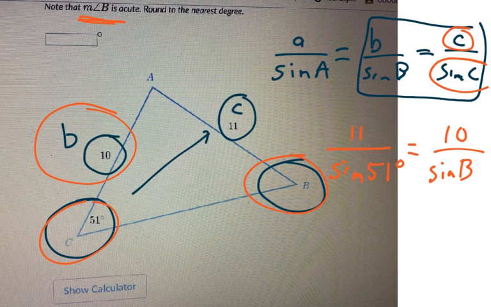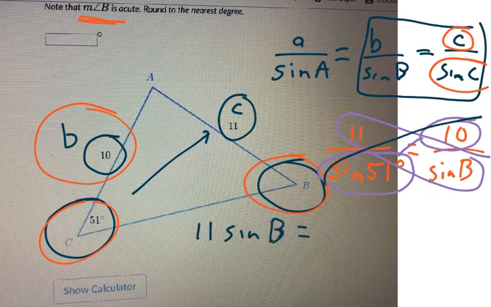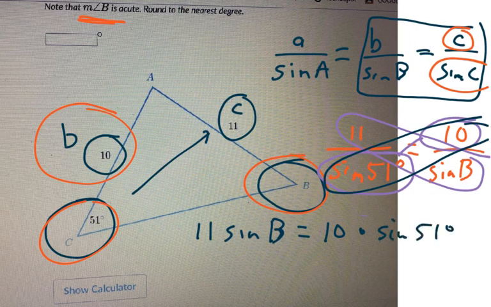So what am I going to do next? I'm going to do the sine of 51. And then I'm going to cross multiply it by timesing by 10, right? And so here is our setup. Cross multiplying this way, of course, I have 11 times the sine of B. That's not showing up very well. Let's see if black shows up better. I have 11 times the sine of B, angle B that is. That's going to equal, again, cross multiplying this way, 10 times the sine of 51 degrees.